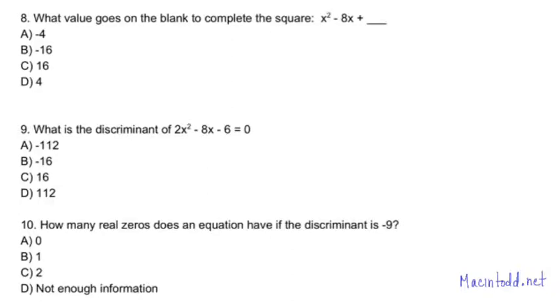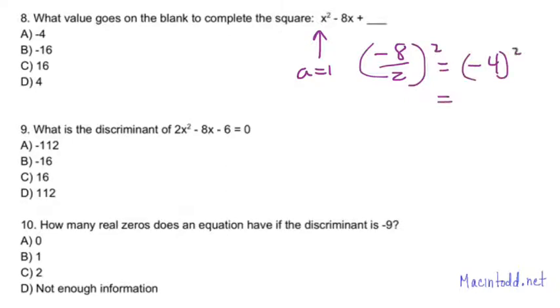On to problem 8, what value goes into the blank to complete the square? I check to make sure my A value is 1, A equals 1, so I take negative 8, divide it by 2, and square it. That's negative 4 squared, which is 16. Easy enough. That number you add to complete the square is always positive.